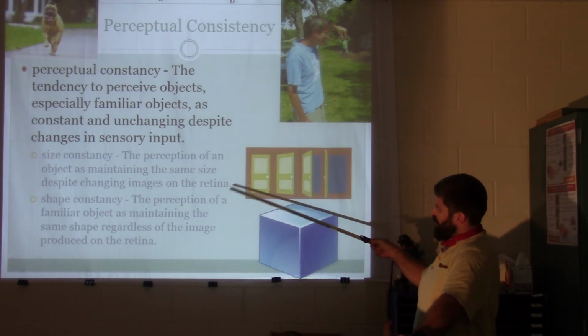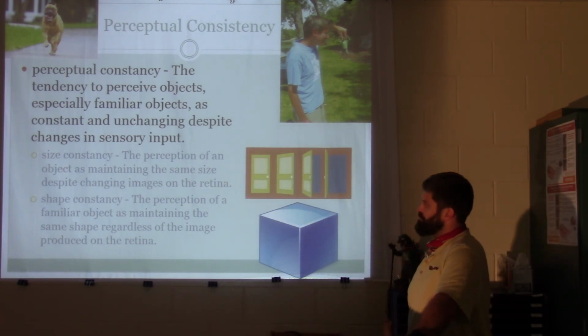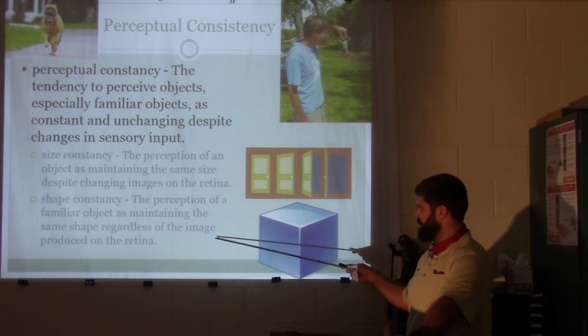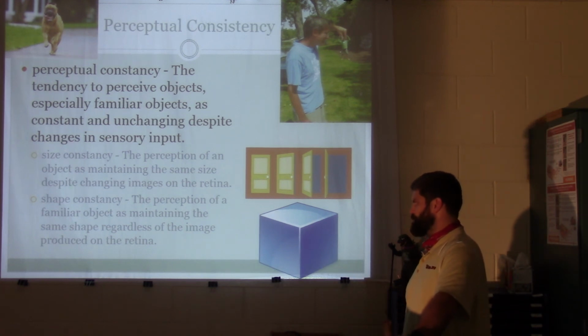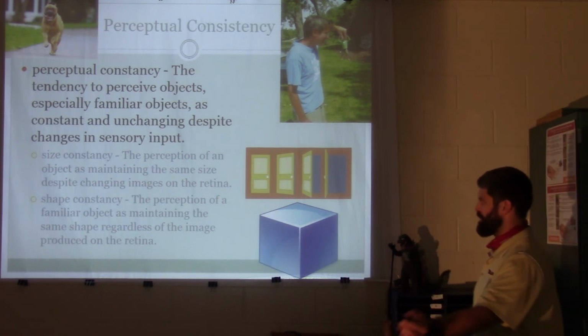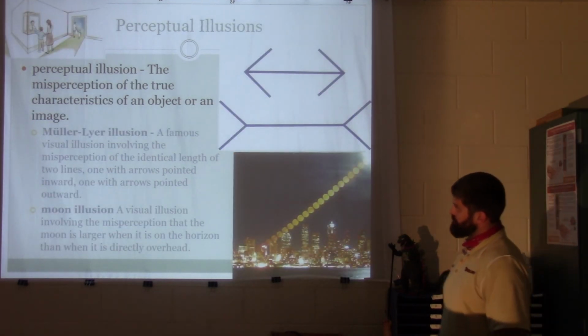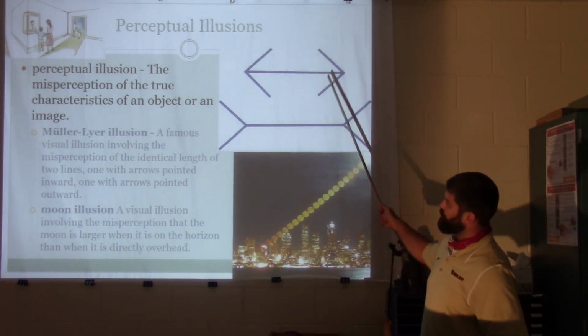Size constancy. The perception of an object as maintaining the same size despite changing images in the retina. And then shape constancy or consistency. The perception of a familiar object as maintaining the same shape regardless of the image produced by the retina. Perceptual illusions. We have the Mueller-Lyer illusion.